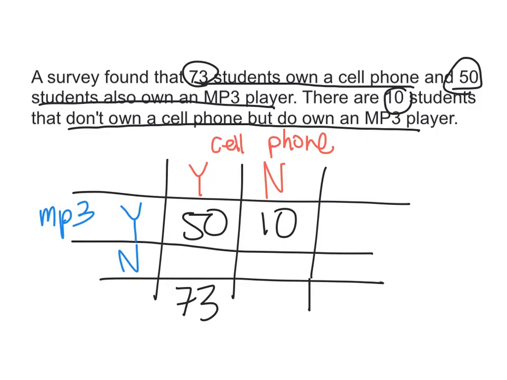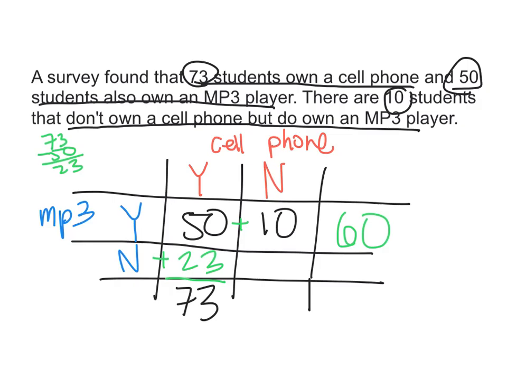Now the key part with this is that in a frequency table, these four numbers on the inside are all just going to be counts. We're just counting what they are. These numbers on the outsides are going to be our totals, and this is going to be our sample size total. So now that we know that, I know that 50 plus 10 is going to be 60, so 60 is going to go over here. I also know that 50 plus something is going to be 73. So for that box, I'm going to say 73 minus 50, which in this case is 23. So I know that 23 goes in here.